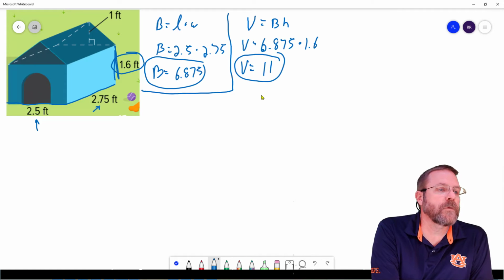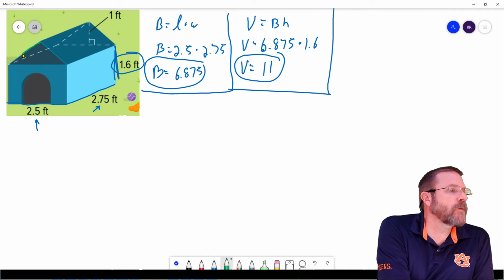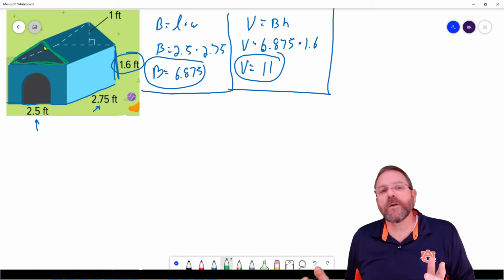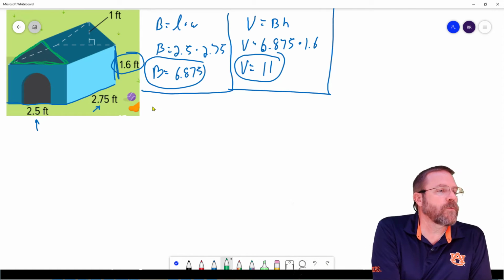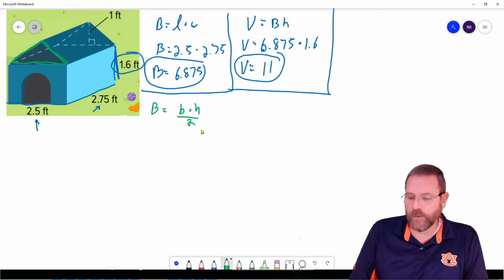That was super easy. Now we're going to focus next on our triangular prism. The base is actually going to be this triangular piece right here. Remember, the bases in a triangular prism are the triangular faces. And that's where we're going to start with the formula. Base area is equal to base times height divided by 2.